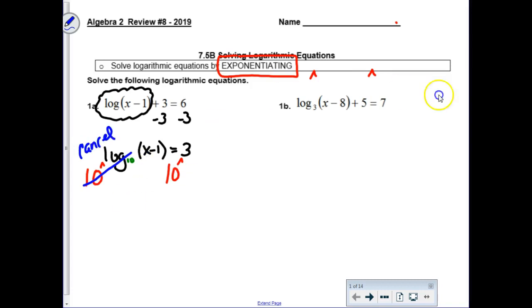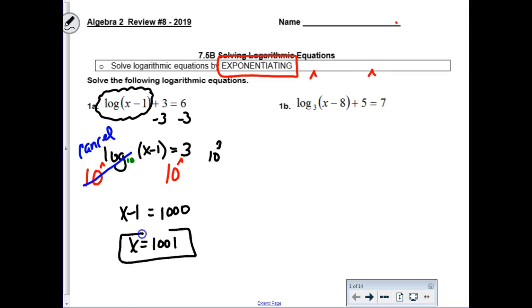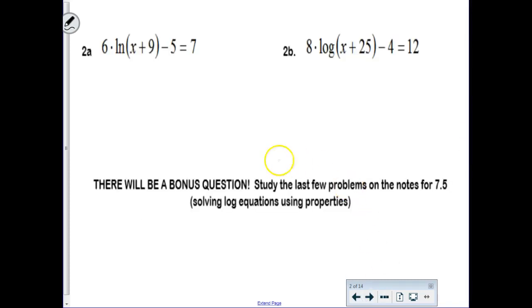So then the x minus 1 just drops down. There's no longer a base holding it up. And then over here, this is 10 to the third power, which you could type on your calculator with a caret, but it is 1,000. And then the final step here, you're going to add 1 to both sides, so the answer is 1001. So the trick on this section is to understand the process, isolating the logarithm, and then to know to exponentiate, and also knowing what the base is for any particular type of logarithm.